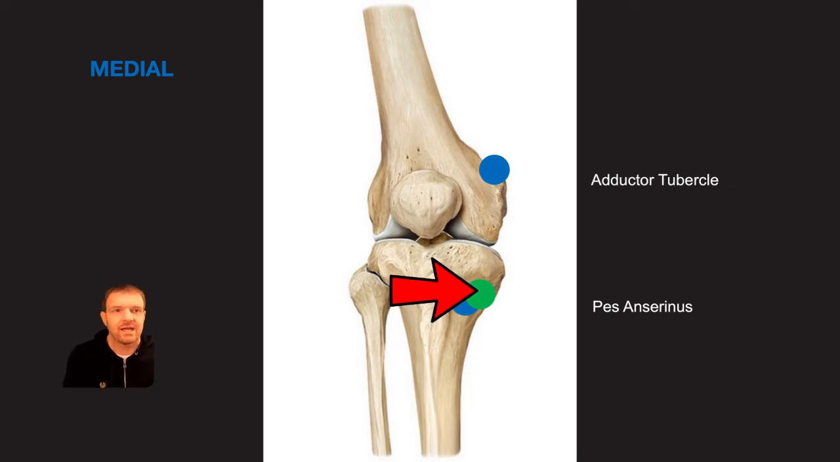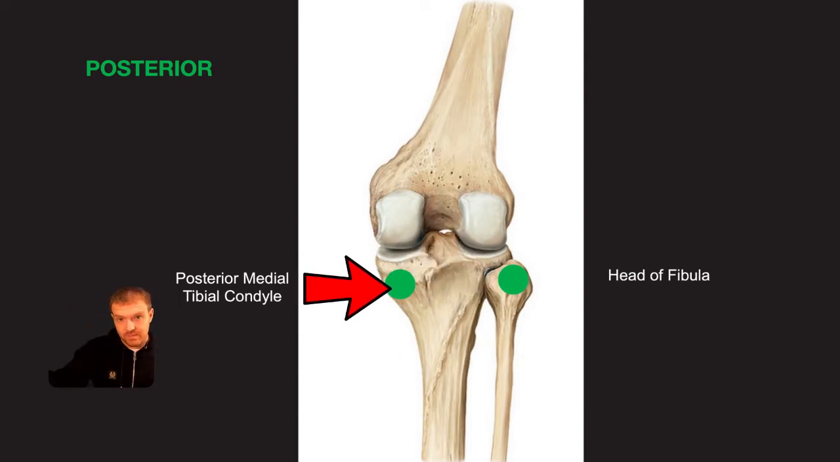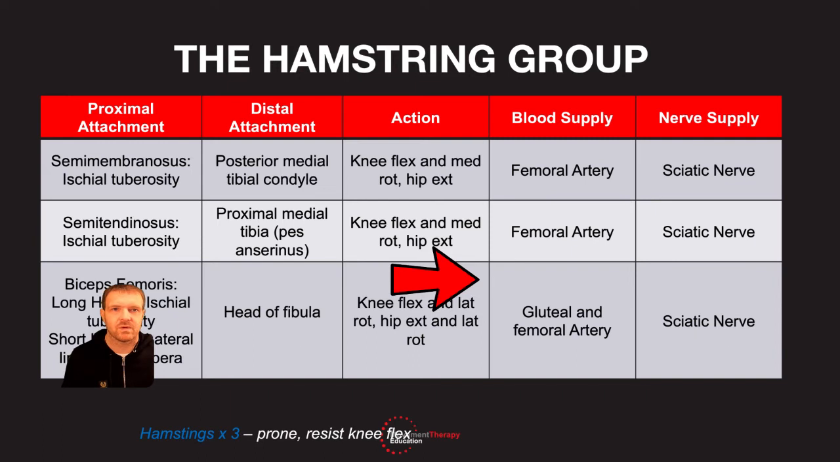Okay, and then on the back of the leg, we've got another medial hamstring, and we've also got a lateral hamstring. The one that attaches here is called semimembranosus, and the one that attaches here is called biceps femoris. So we've got semitendinosus, semimembranosus, and biceps femoris. Those are all of your hamstring muscles. If you've not heard of them before, that's what they are.